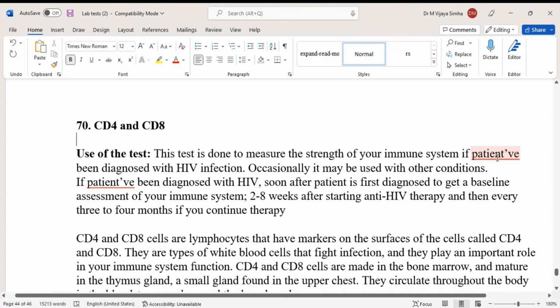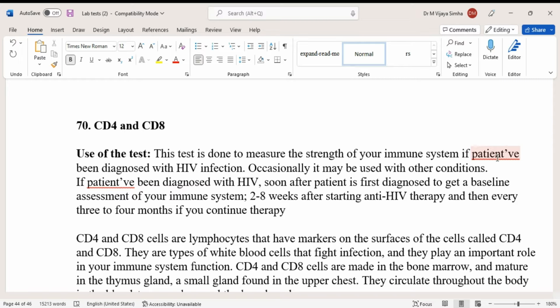Hello guys, today we are going to discuss a blood test called CD4 and CD8. This test is generally used to identify the nature and strength of the immunity, especially in persons who have less immunity, for example HIV infection patients.